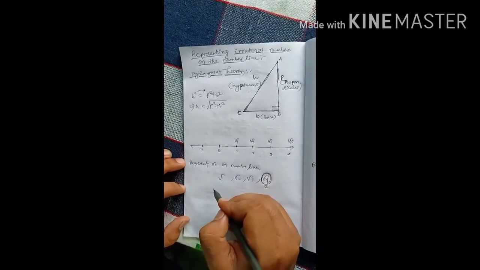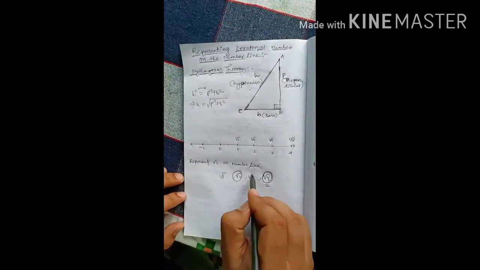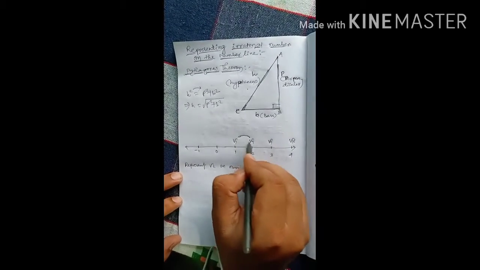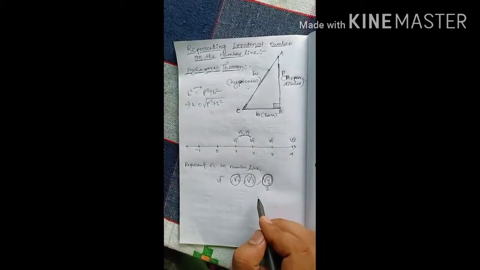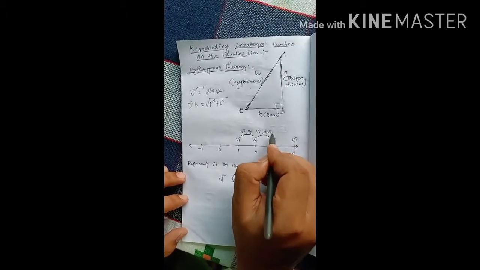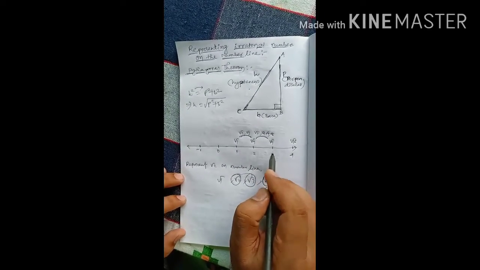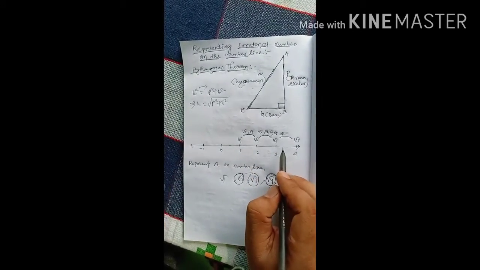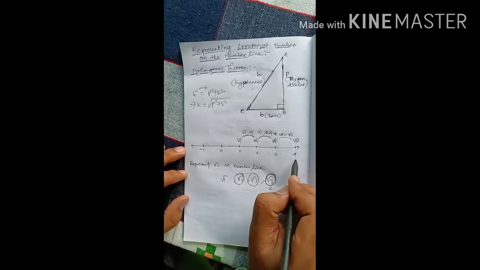So if we want to represent root 2 or root 3, they lie somewhere in between root 1 and root 4. If we want to represent root 5, root 6, root 7 or root 8, they are somewhere in between root 4 and root 9, that is, 2 and 3. And root 10, root 11, root 12, root 13, root 15 are somewhere in between root 9 and root 16, that is, between 3 and 4.